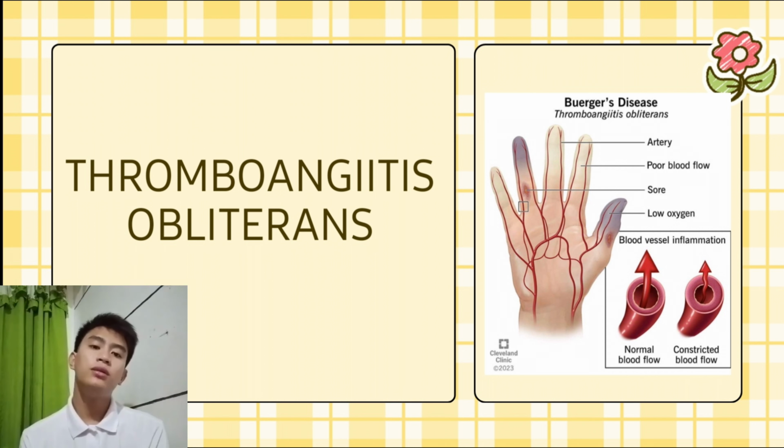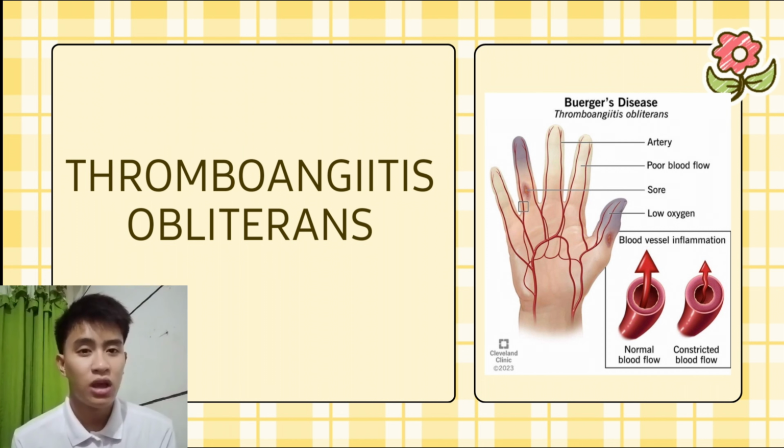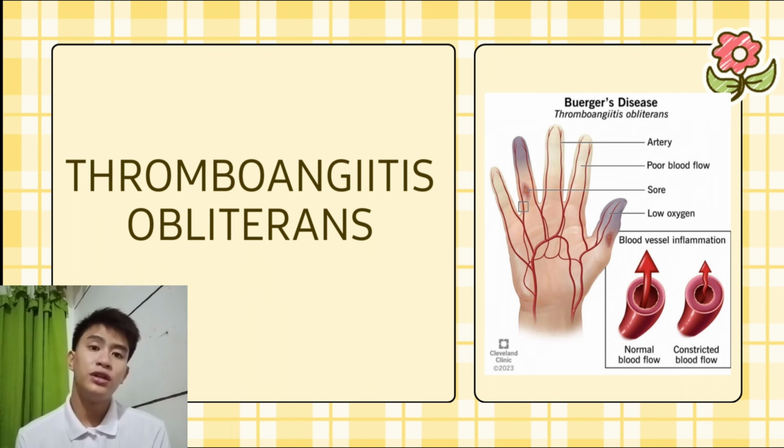So the third bullet is thromboangiitis obliterans, commonly known as Buerger disease. It is a rare inflammatory condition that primarily affects the small and medium-sized arteries and veins in the extremities, particularly the hands and feet. This disease is often associated with tobacco use, and its symptoms include pain, ulcers, and in severe cases, tissue death.